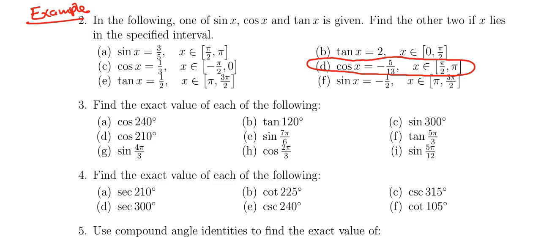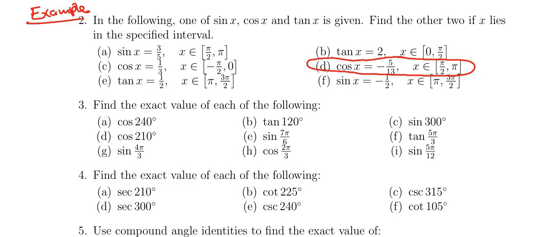So look at this one. They've given us cos x to be negative 5 over 13. Now, the negative could have either been on the 5 or the 13, but where exactly is the negative supposed to be? So you look at the region given. They've given us pi over 2 to pi.